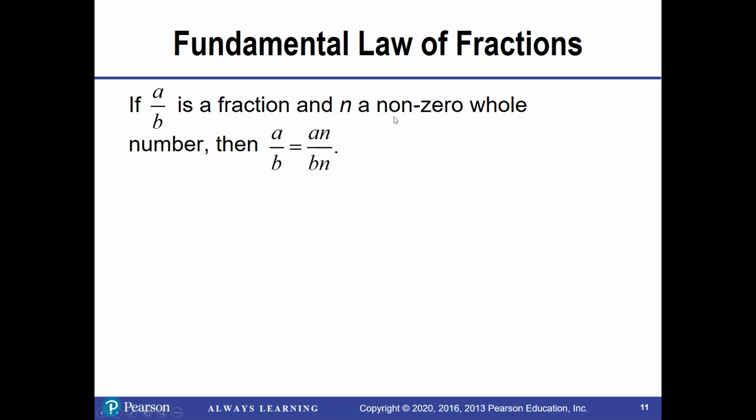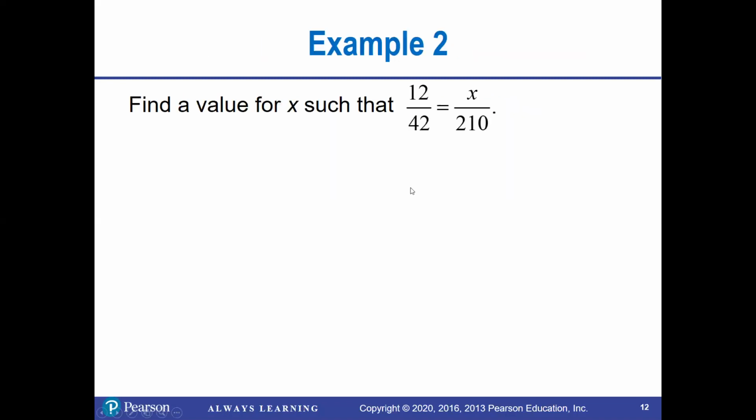Okay. Some of the rules for fractions: if I have a fraction or a rational number, and I multiply the same number top and bottom, then the number is going to stay the same. Now, how do I find a missing value in equivalent fractions? These two fractions are said to be equal, that's why I have the equal sign. So 12 over 42 would be the same as x over 210. What would x have to be to make those equal?